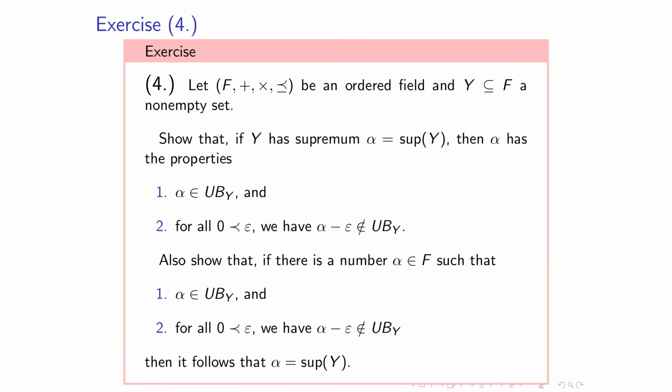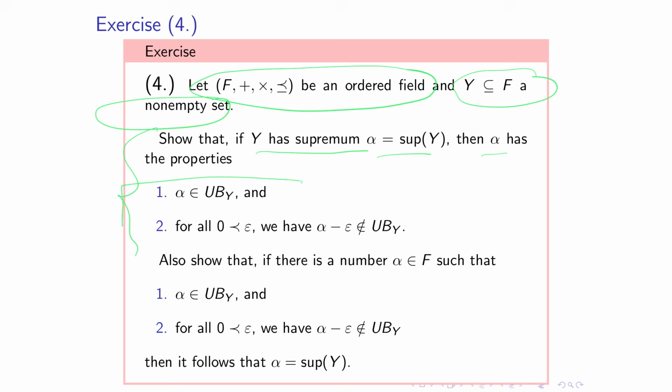Okay, moving on to the fourth exercise. Again, we have an ordered field. This time we'll have a non-empty subset of the field, and we will show, to begin with, that if this non-empty subset Y has a supremum, then that supremum has the following two properties. Later on, we will show that in fact it goes the other way around, and this altogether I call the alternate characterization of the supremum. So maybe I'll go ahead and make a note of that here.